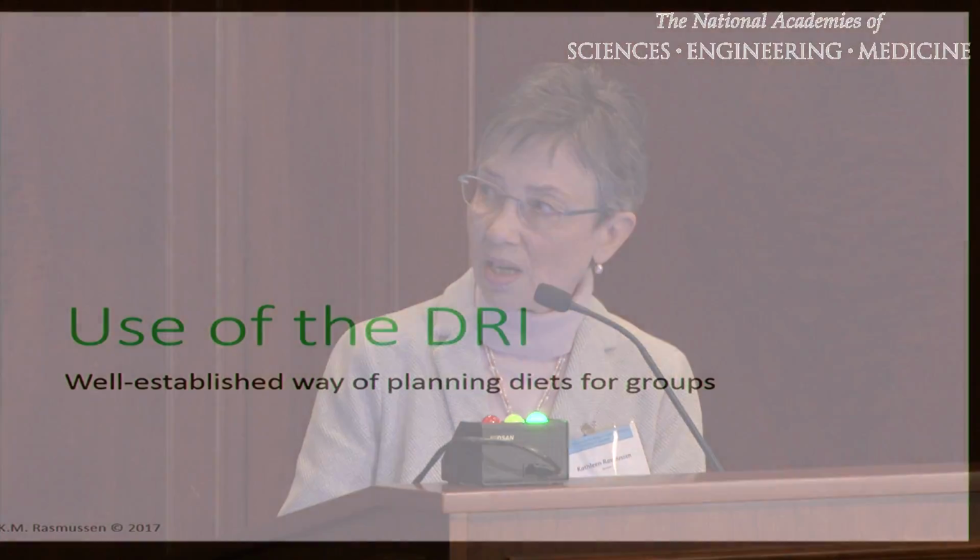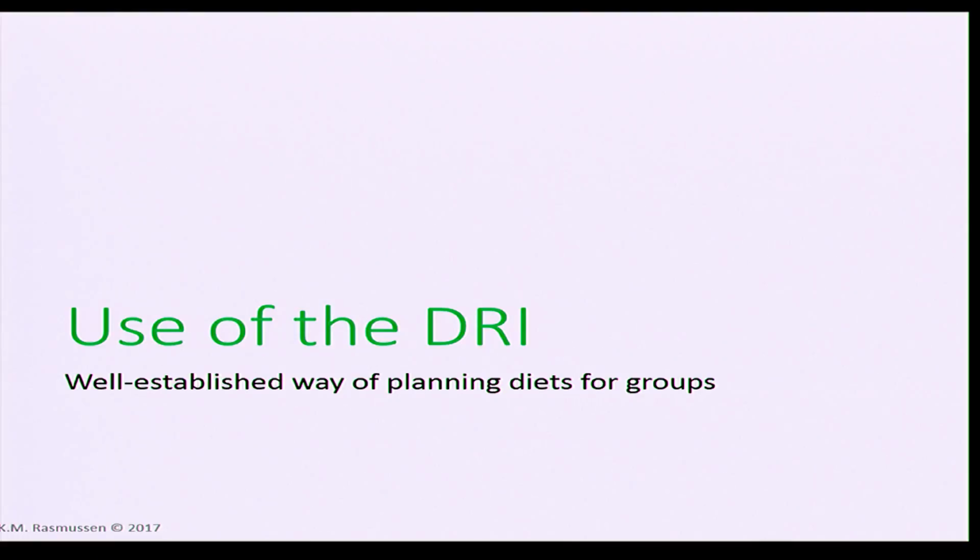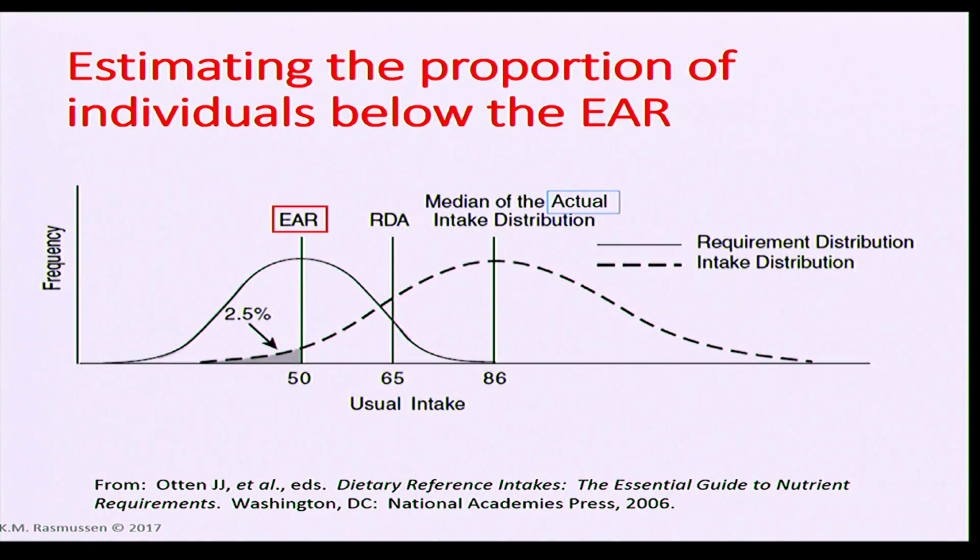So if we use the DRIs, we have a well-established way to plan diets for groups. And I am going to assume that not everybody in the room knows how to use DRIs to plan diets for groups. So you have to look at two distributions with me.